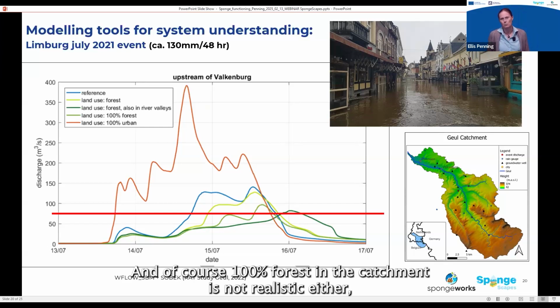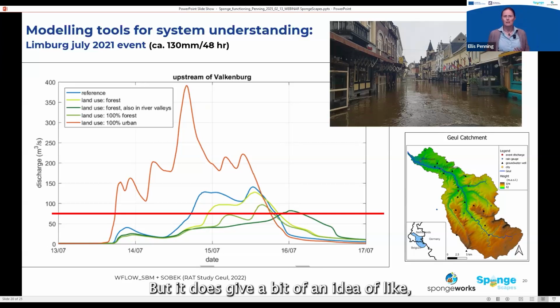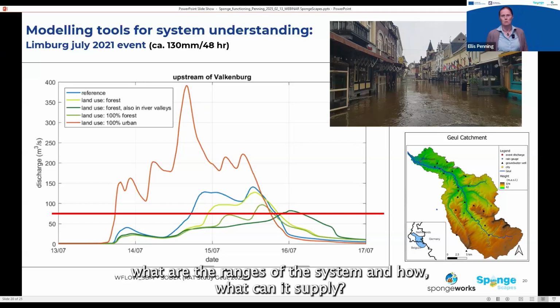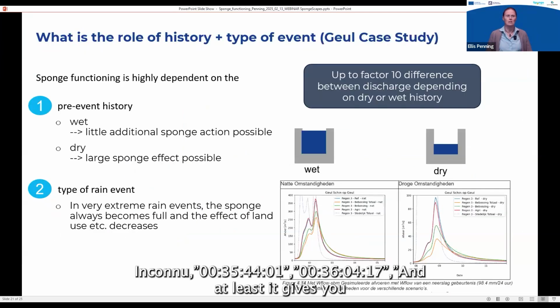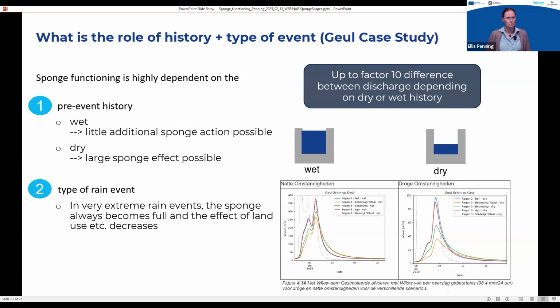And of course, 100% forest in the catchment is not realistic either, because there are people working there, people living there, and agriculture being done. But it does give an idea of the range of the system and what it can supply. And at least it gives you a good start to the dialogue of what can be reached.